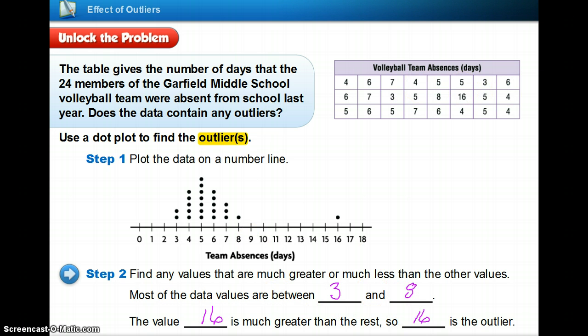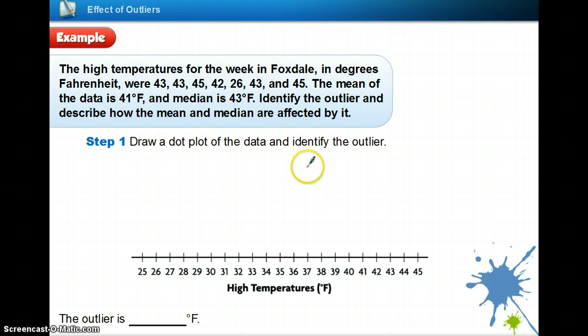Now if we look at the next example, it says the high temperatures for the week in Foxdale in degrees Fahrenheit were 43, 43, 45, 42, 26, 43, and 45. The mean of the data is 41 degrees and the median is 43 degrees. Identify the outlier and describe how the mean and median are affected by it.